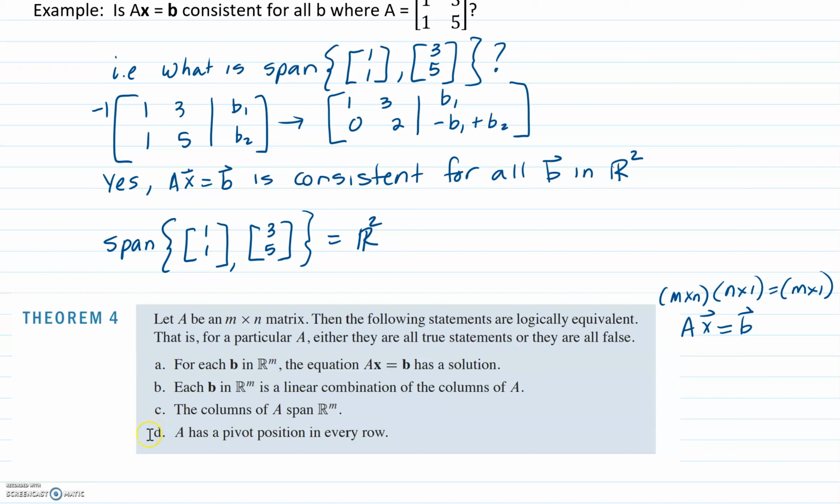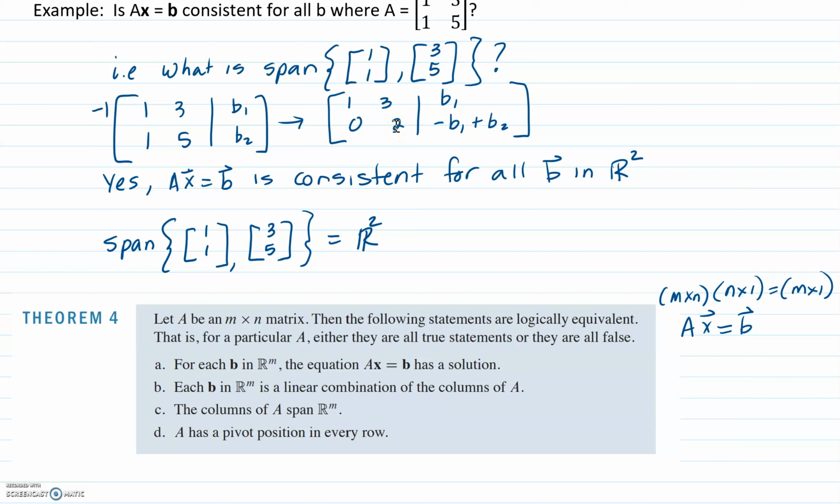And we know part D is true, that A has a pivot position in every row, because that's how we find when it is sometimes not consistent, when we have a 0 here. We do not have a pivot in this last row. We saw that in the example before, it didn't have a pivot position, and how it didn't span all of Rm, or it didn't have a solution for every B in Rm.